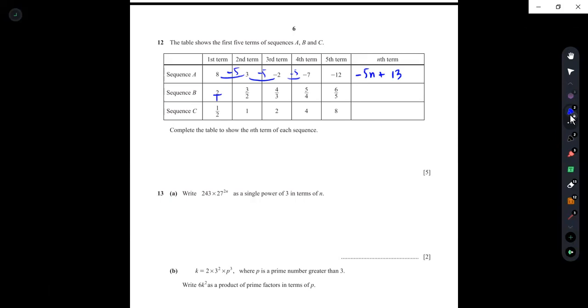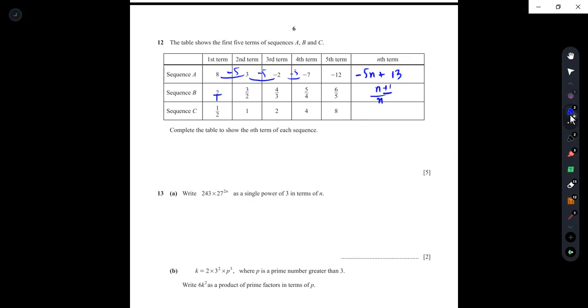So if we want to write the nth term, where n is any position: in the first position we have denominator 1, in the second position we have denominator 2. So the position and the denominator are the same. So for the nth position, the denominator should be n. And the numerator is 1 more than the denominator, so n plus 1 over n. So this is the nth term of this sequence.